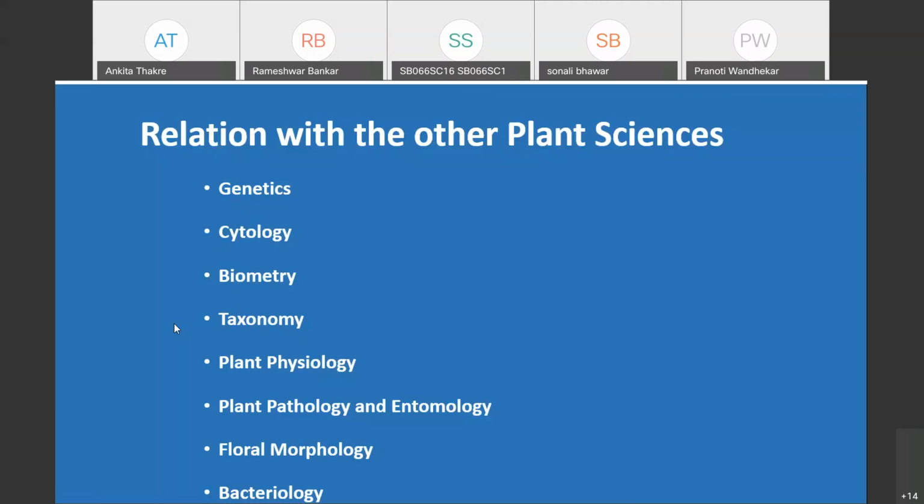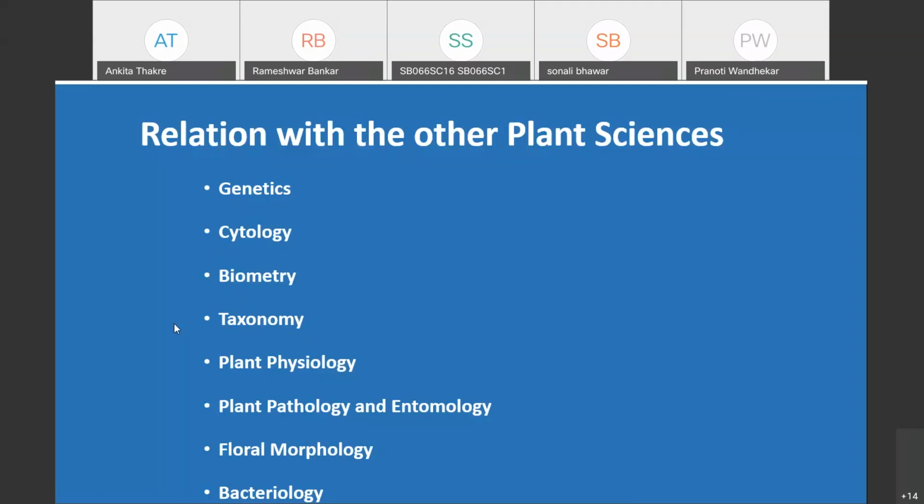If someone is developing a new crop variety in a certain taxa, then the plant breeder should know all the species. He should study all the species of that taxa. That's why taxonomy is important in plant breeding.